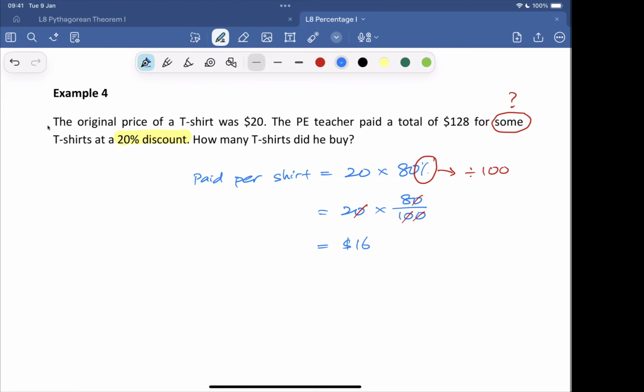How much did he spend altogether? How much did he spend? 128. Very good. So how do I find the number of shirts that he bought? 128 divided by 16. Correct. So he bought 8 shirts. Well done. Was this easy or difficult? Easy. Thank you, Lawrence. This is very easy. Good job. Wow, Tarun also typed 8.